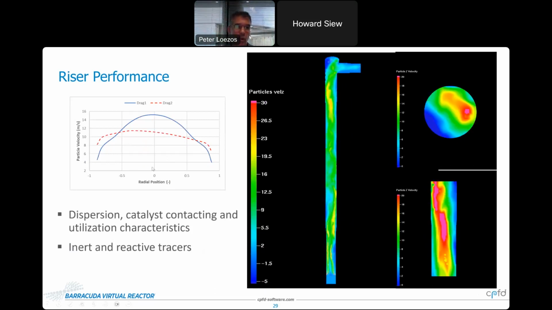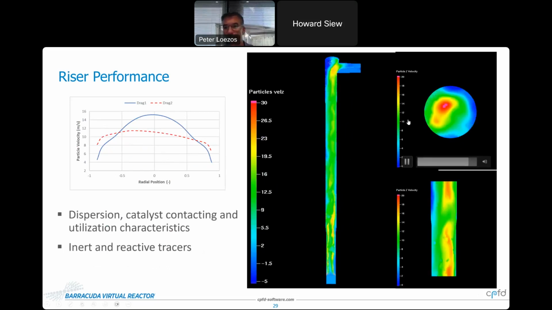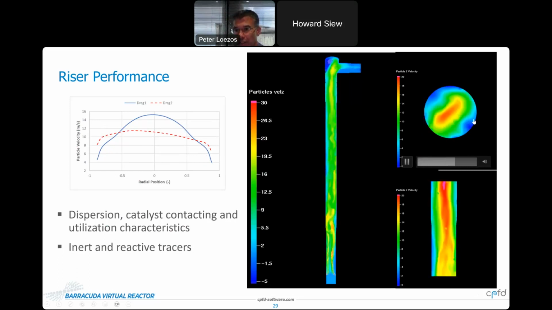So here you're seeing the corresponding particle velocity plot, again, particle velocity versus radial position. And again, you see this sensitivity to the choice of the drag model that you use. Drag 1 yielding a more typical core-annular prediction. So if you look quickly at the animations on the right, let's look at this horizontal cross section. Here you'll see a much more typical core-annular feature, very high velocities at the center of the core of the riser with the lowest velocities along the wall. In fact, sometimes they're actually negative.